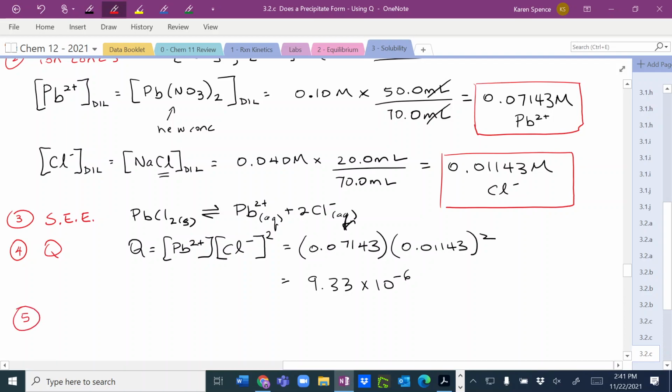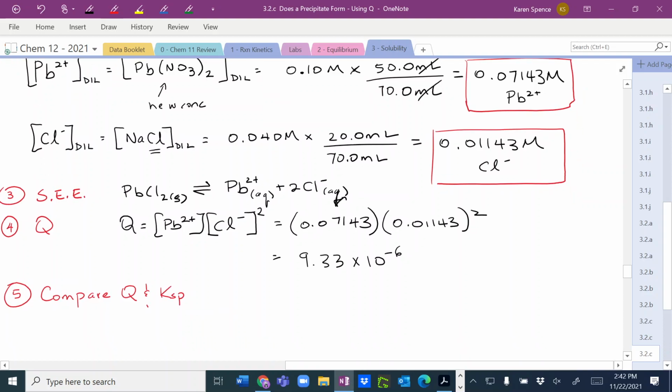Step 5, compare Q and Ksp. Q, which is 9.33 times 10 to the minus 6. How does that compare with our Ksp? 1.2 times 10 to the negative 5. How did you know that, Norman? Data booklet. Excellent. All right.